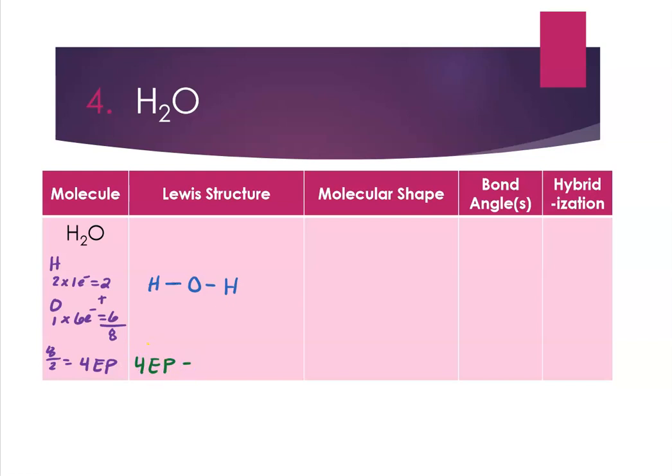I started with 4, 1, 2 bonds, nothing on the hydrogen, so I've used 2 electron pairs, which means that I have 2 left to make into lone pairs. So I'll just do 1 on the top and 1 on the bottom. So now we count our bonds. We have 2, and our lone pair, we also have 2.